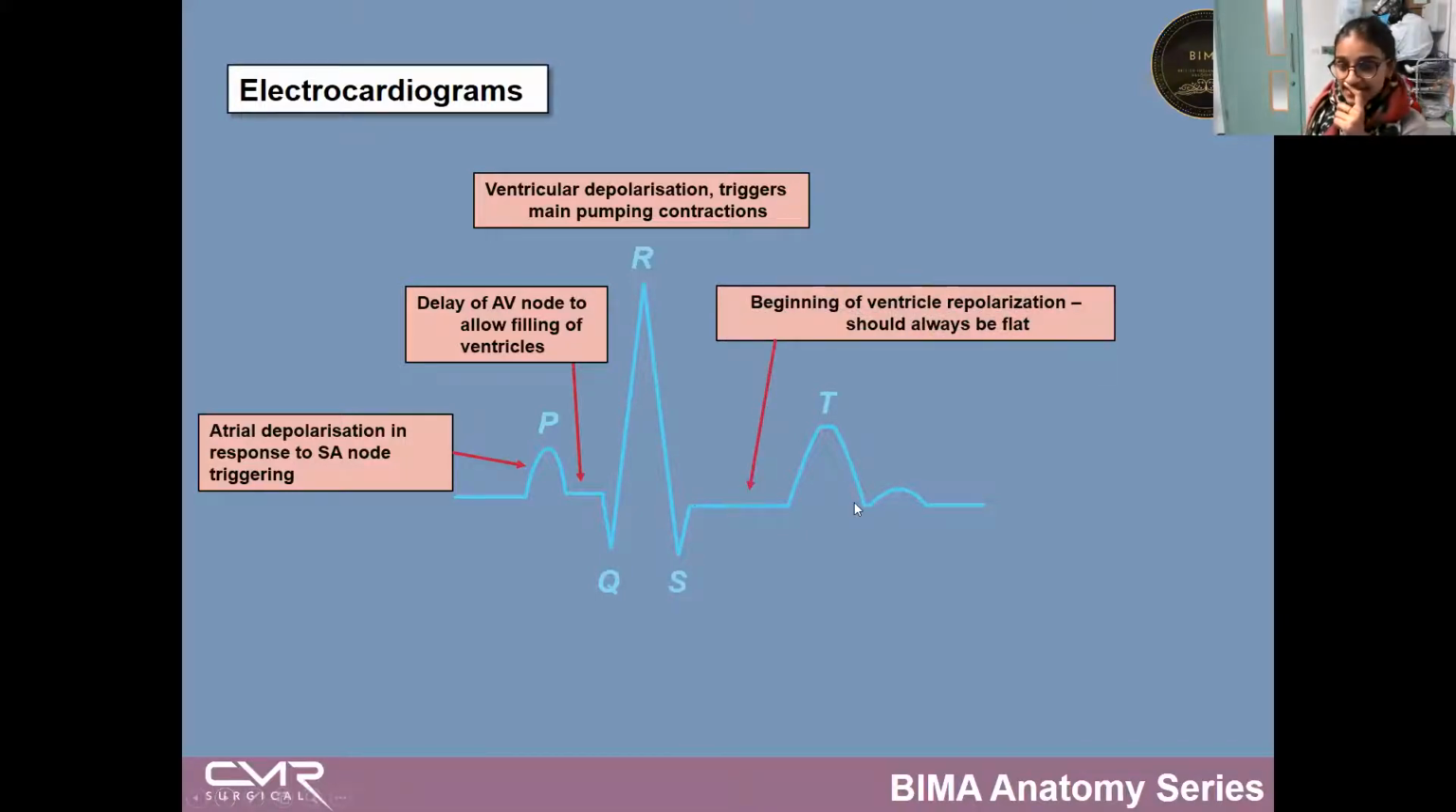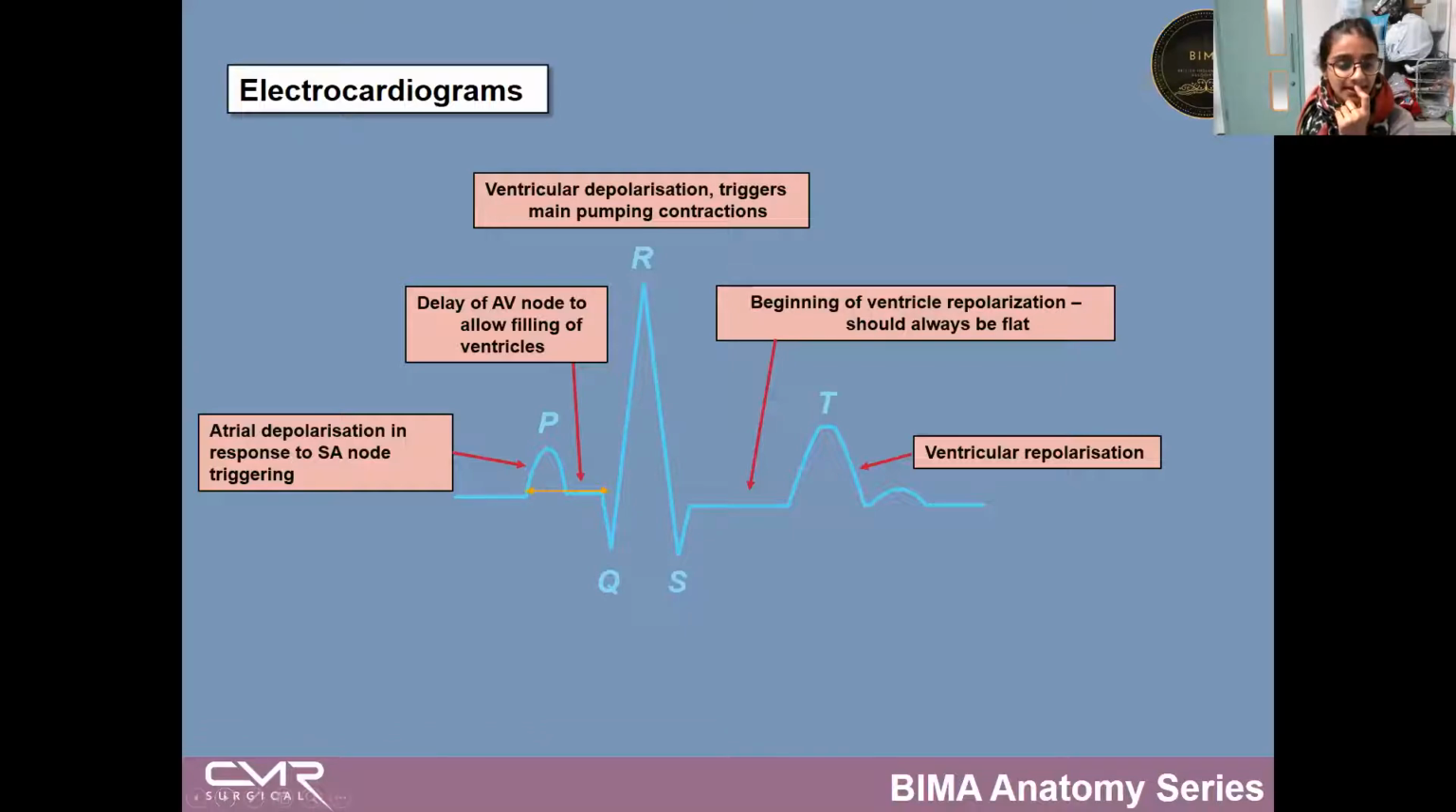Then we have your ST segment, which is the beginning of when the ventricles relax again. So the signal stopped, your ECG is flat, there's no electrical activity. And then we have the T wave, which is ventricular repolarization. So when your ventricles have relaxed and aren't contracting any further, and instead the opposite.